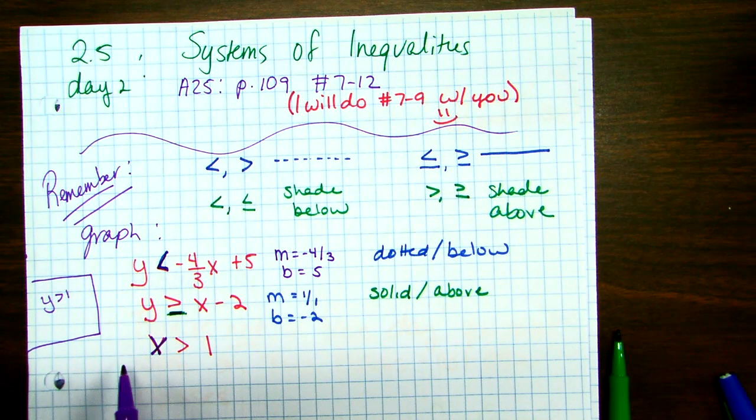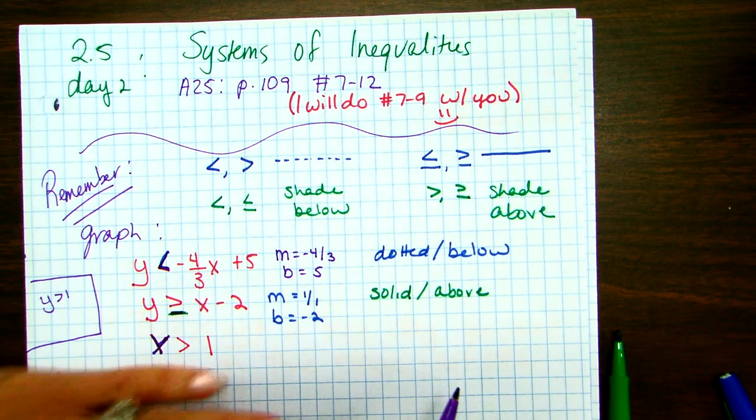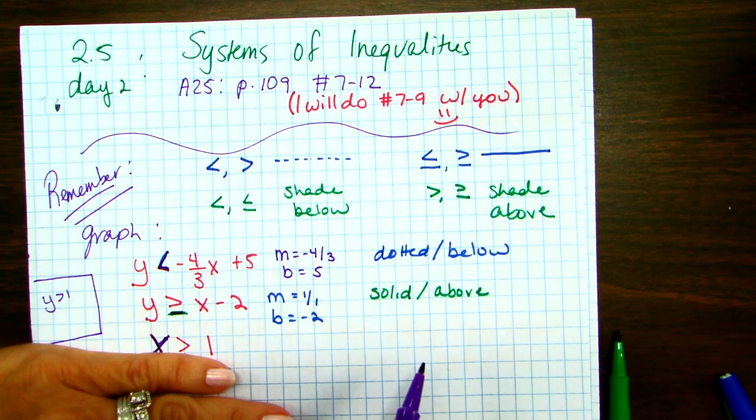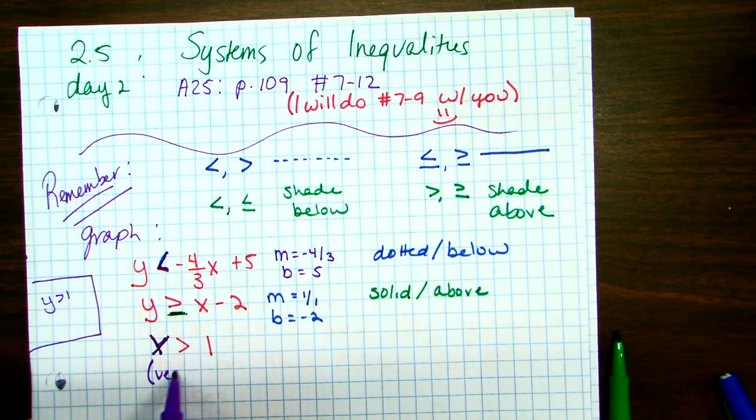The way you can tell, this is just a memory trick for me, is the top part of an X makes a V, right? It looks like a V. An X is 2 V's. Think of it like that. This is a vertical line, okay?